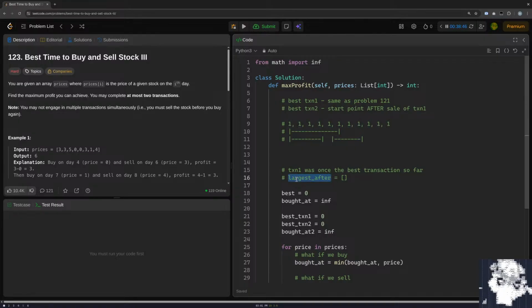Then, as we're going through the days, we always know what the sell amount is going to be if we consider this day to be our buy day. And that applies to when we're looking for the best overall transaction, or when we're looking for transaction number 2. Because if you buy here, then you can sell anywhere until the end of the list.